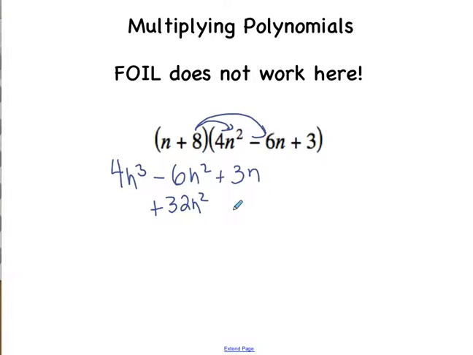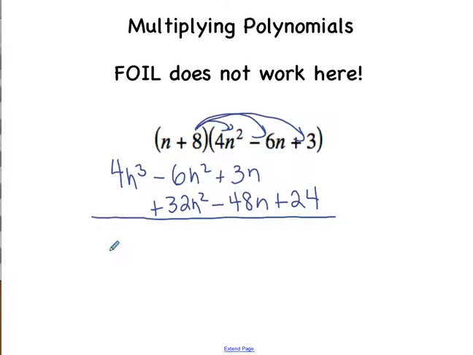8 times 6 is 48. That's minus 48n. And then I'll distribute the 8 to the 3. That's 24. Now it's lined up really nice for me, and all I have to do is add straight down. So I'd have 4n to the third. 32 minus 6 would be plus 26, right? Yep, 26n squared. And then minus 48 plus 3n would be minus 45n. And then I'd have the 24 on the end.